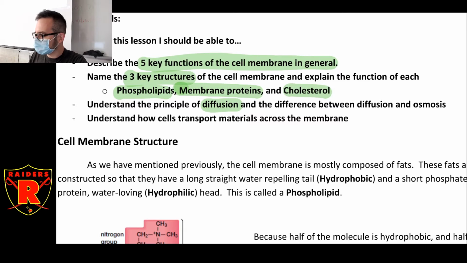And then we're also going to talk a little bit about osmosis. Osmosis is basically the same thing as diffusion, but it's water moving instead of something else moving. So we're going to talk about those 2 things. And then lastly, we're going to talk about specifically what the cell does to get stuff in and get stuff out. That's how the cell transports materials.